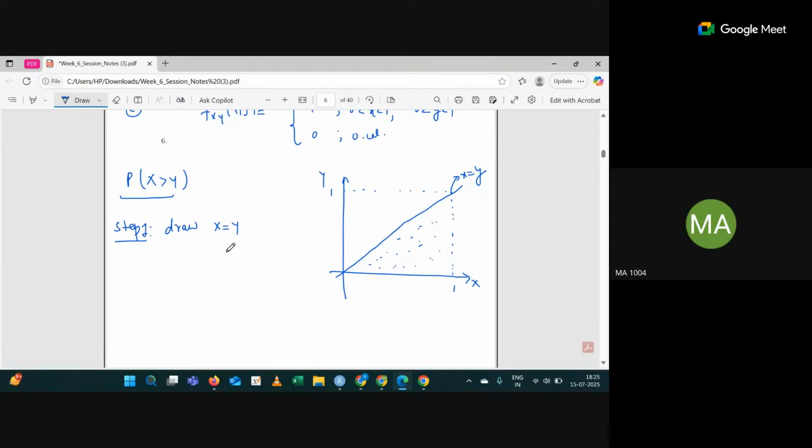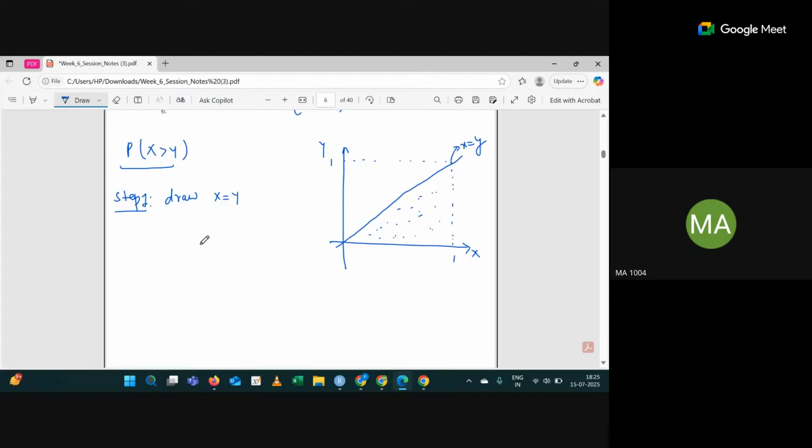Now there are two approaches. Approach 1 is you can apply the concept that this is a triangle.